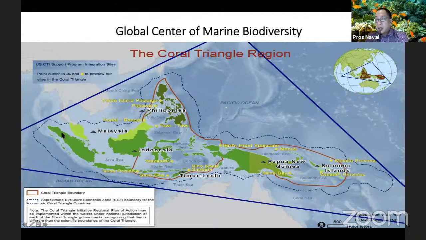The Coral Triangle region has long been recognized as the global center of marine biodiversity. The variety of species decreases westwards towards the Indian Ocean and also eastwards towards most of the Pacific. Within this triangle, we can find the most diverse fish and coral species in the entire planet.